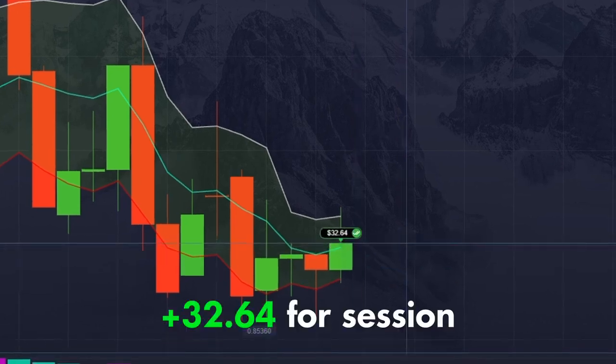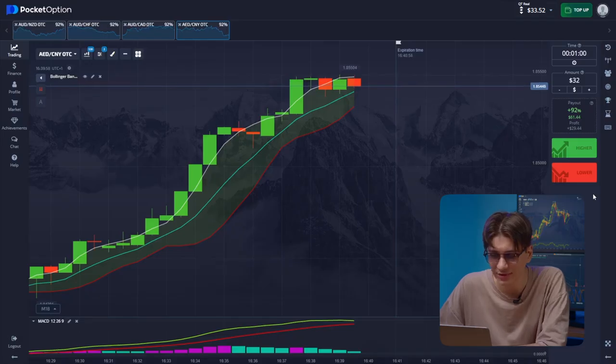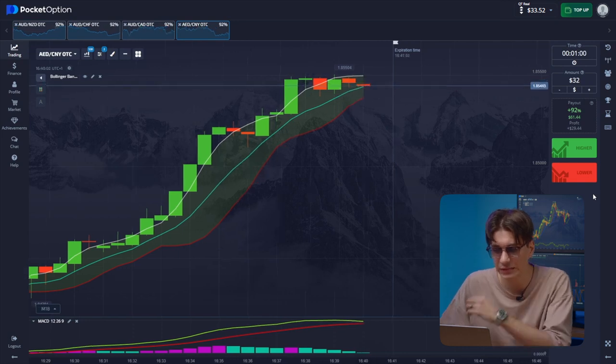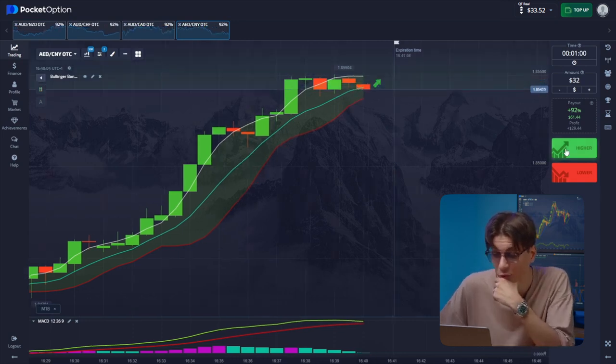Like I said, the main thing is to determine the direction, not the price difference. Now I have 33 in my account. Let's keep going. Now we are working with a dirham and yuan pair. Increasing the investment amounts, let's see. Got it. Going long.